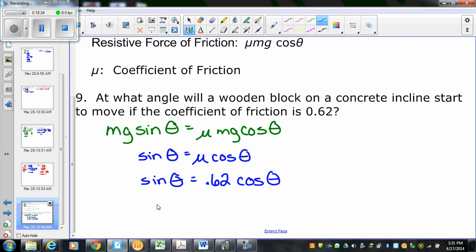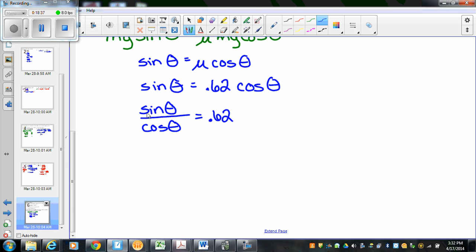So if I take cosine and divide it over here, I have sine of theta divided by cosine of theta equals 0.62. Well, from my trig identities, I know that sine over cosine is just tangent, so tangent of theta is 0.62. Well, okay, if tangent of theta is 0.62, how could I find theta? Hopefully you're already thinking, oh, inverse tangent, inverse tangent. So if I do the inverse tangent of 0.62 in my calculator, that'll tell me what angle I need to build my incline at.